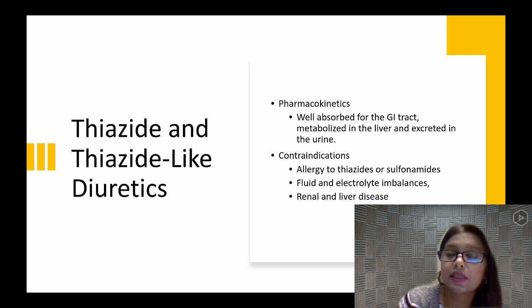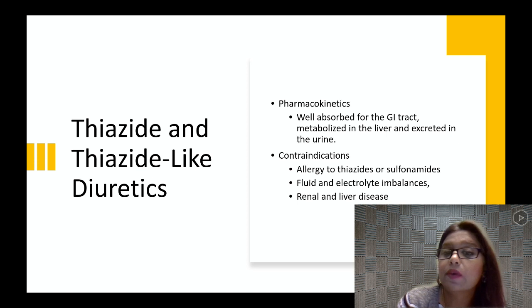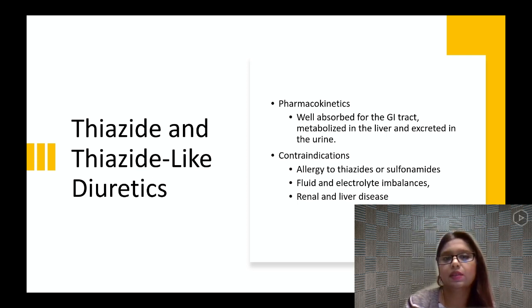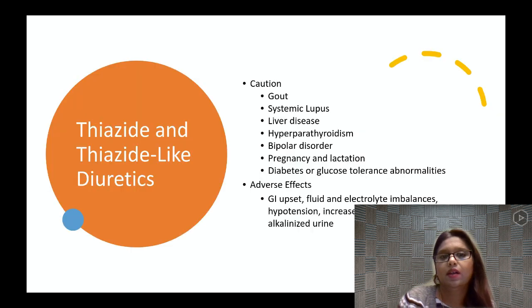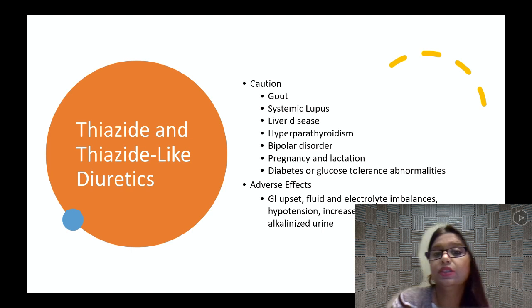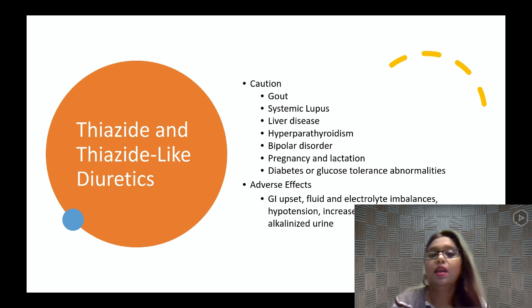Fluid and electrolyte imbalances: we want to make sure their electrolytes are in balance because we are making them pee out a lot of fluid and electrolytes. So we want to monitor the lab work before and after giving medications. Also kidney and liver diseases. We have to be cautious with certain patients who have gout, systemic lupus, liver disease, hyperparathyroidism, bipolar disorder, pregnancy, lactation, and diabetes.